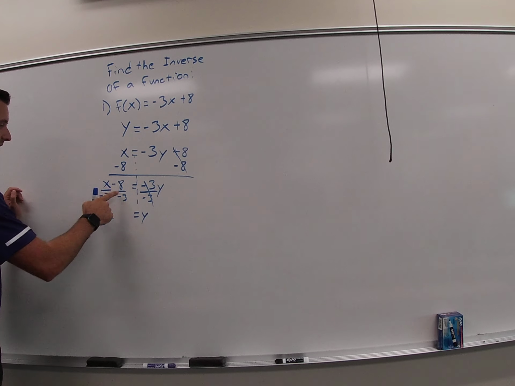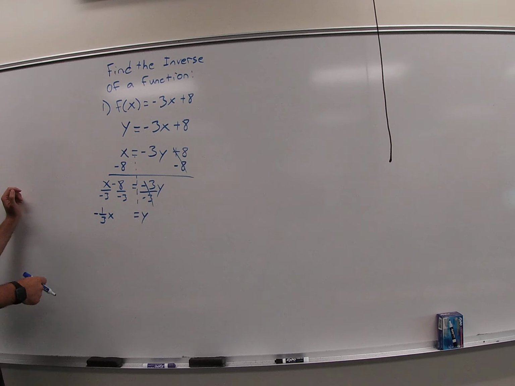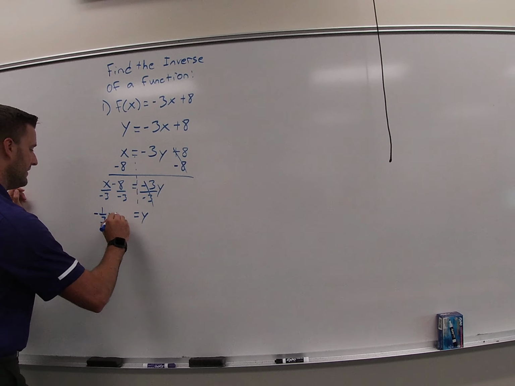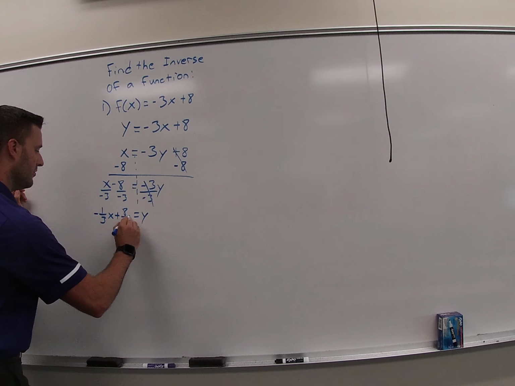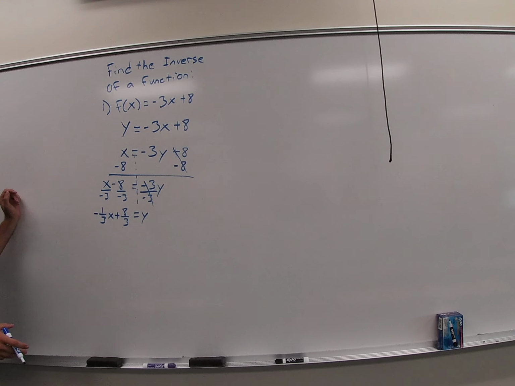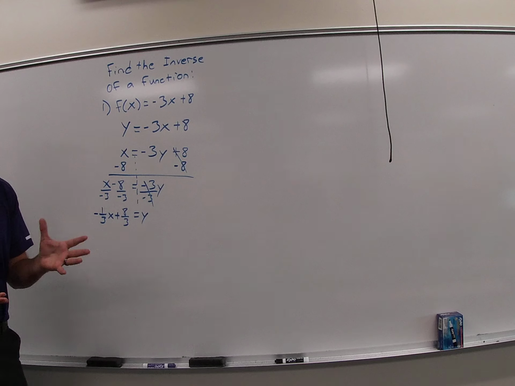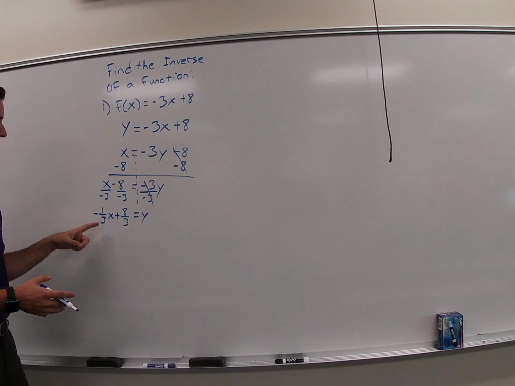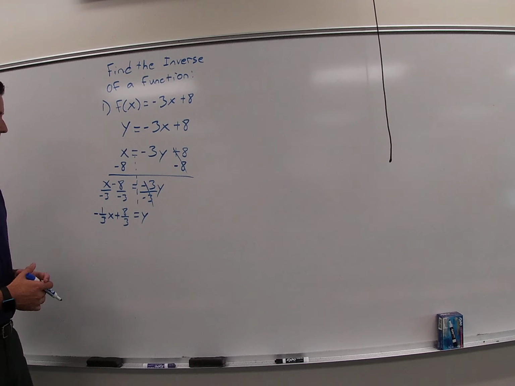Now a negative and a negative, when we're dividing, makes a positive. So this is going to be plus 8 over 3. So this is our inverse function. We're saying we have a negative 1/3 x plus 8 over 3.